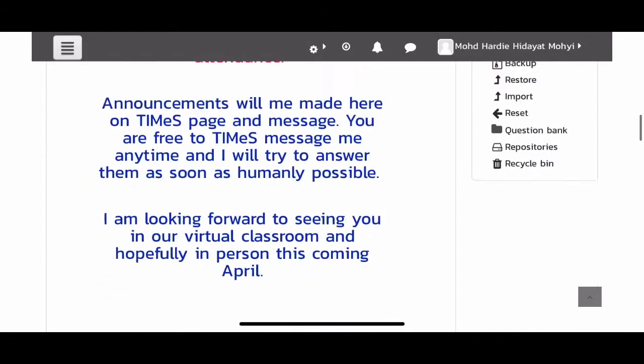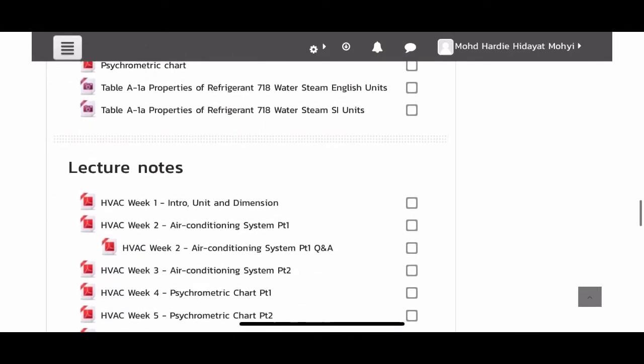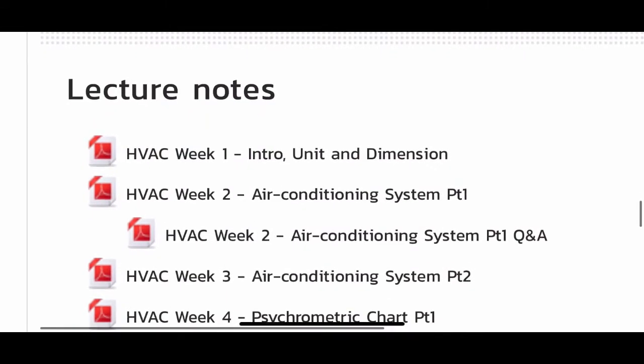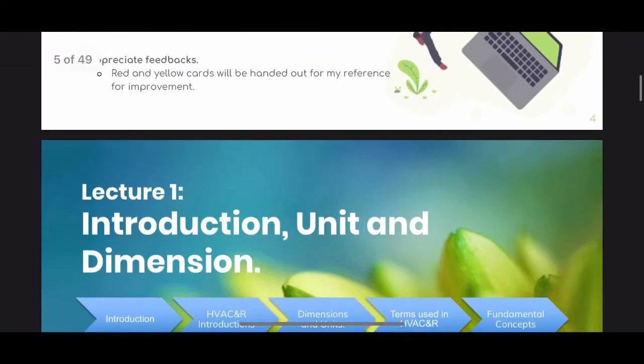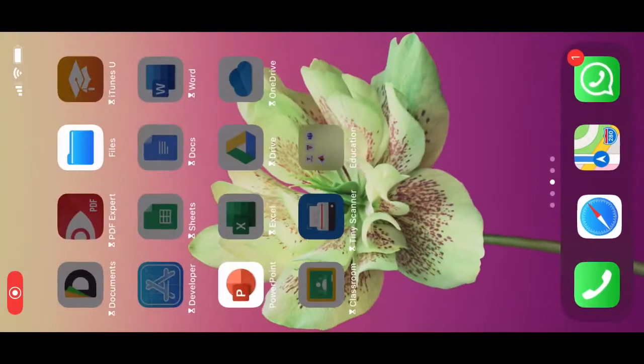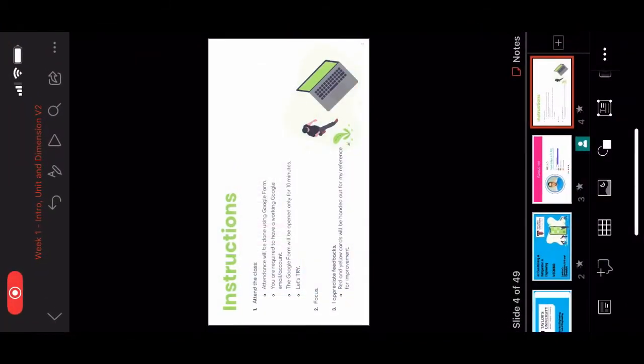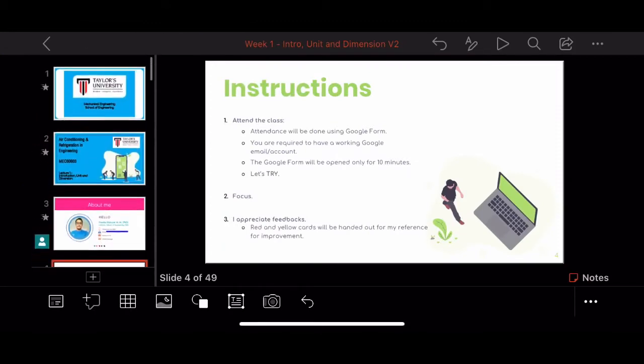So maybe you can just scroll down straight ahead until the lecture notes section, and you are going to tap or click, in whatever device you have right now, on our first lecture note, which is HVAC Week 1 Intro, Unit and Dimension. If you click on that, it will bring you to a PDF file of the PowerPoint slide that I'm using throughout this lecture series. Okay, you can scroll it like that. Alright, so I will show you my PowerPoint. Okay, so please refer to the notes that you have from Times, yeah?